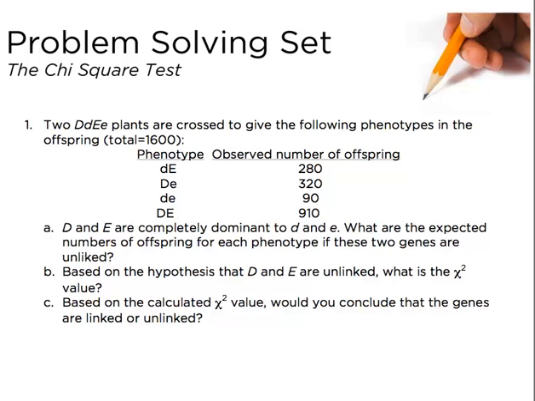Welcome to the problem-solving set on the chi-square test. If two Dd Ee plants are crossed to give the following phenotypes in the offspring, where the total number of offspring is 1600. Part A. If D and E are completely dominant to little d and e, what are the expected numbers of offspring for each phenotype if these two genes are unlinked?